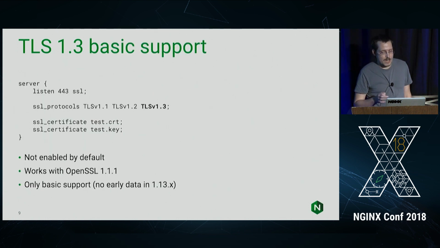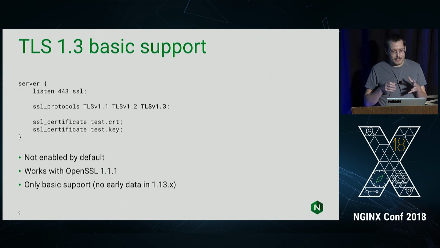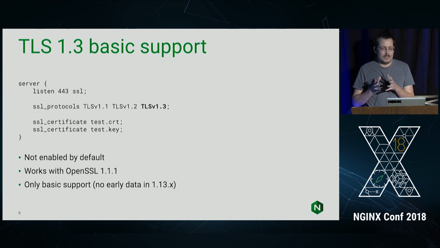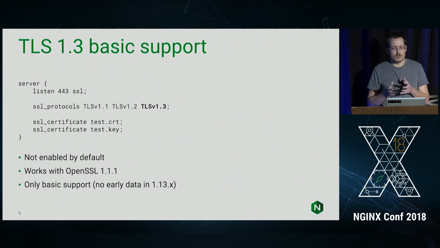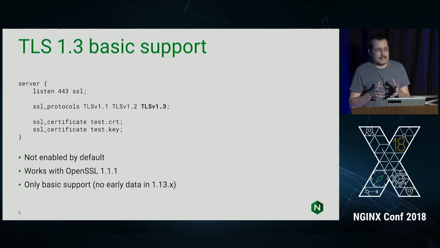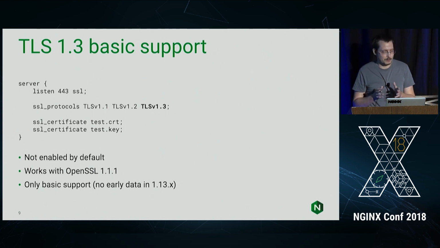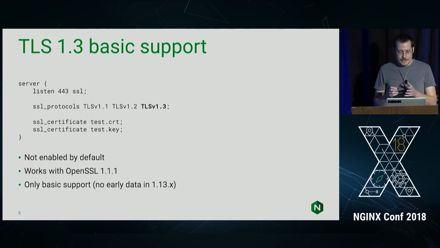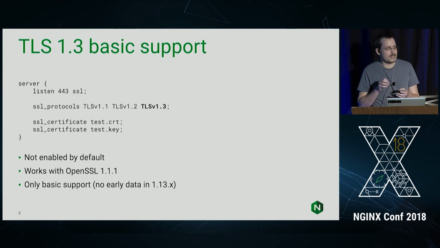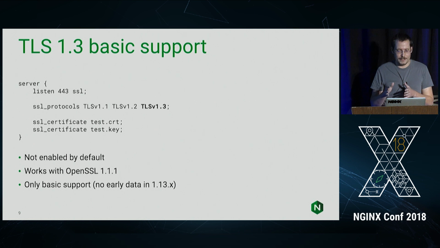In NGINX 1.13, you can enable TLS 1.3 using the ssl_protocols directive. It is not enabled by default. It works with OpenSSL 1.1.1. And in NGINX 1.13, there is only basic support, no early data yet.